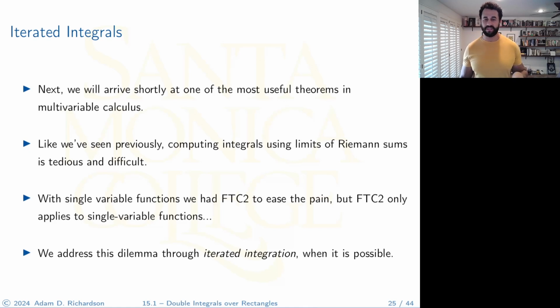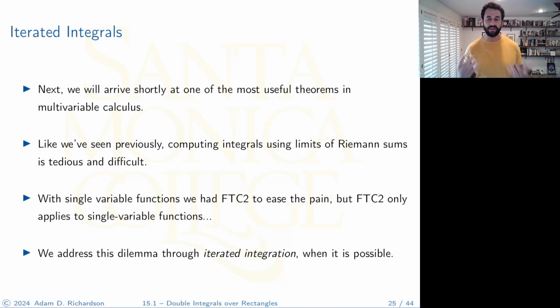So we saw previously that computing integrals using the limits of Riemann sums is tedious and difficult. I'm assuming your Calc 1 professor did this at some point, where it was like, find the Riemann sum and then take the limit as the upper index goes to infinity. This can be really tedious and difficult. You might have had to use the formula for the sum of the first n positive integers, or the formula for the sum of the first n squares of the positive integers. You just have all these limits, and it's really difficult and tedious.